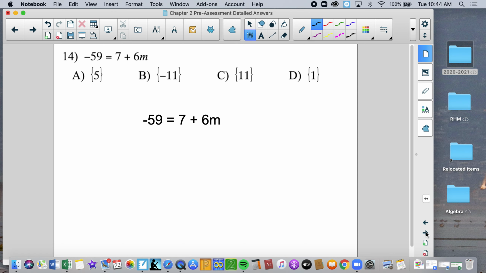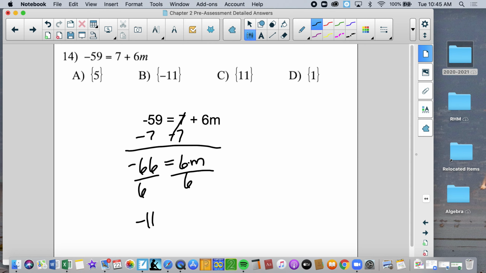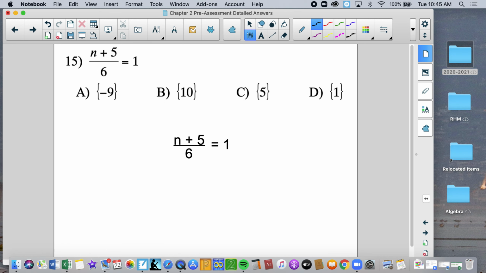Again, I need to get rid of what's being added and subtracted. This 7, positive 7. Inverse of adding 7 is subtracting 7. That gives me negative 66. 6 is multiplying the variable. Inverse of multiplying by 6 is dividing by 6. A negative divided by a positive gives me a negative. And we're back to my B solutions. Can't wait to count how many B ones.